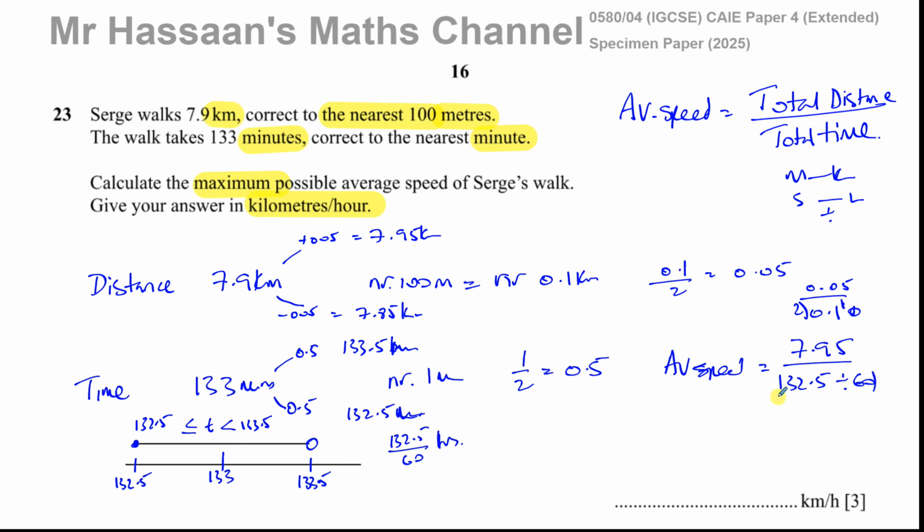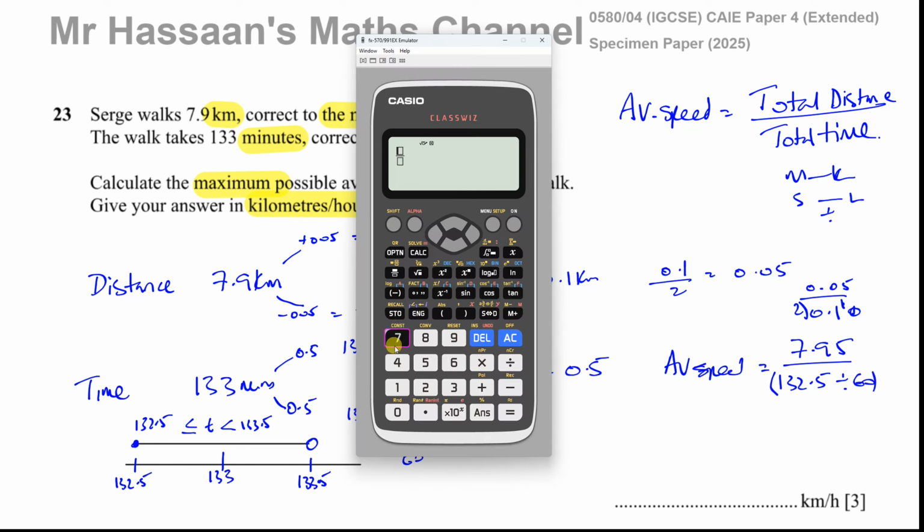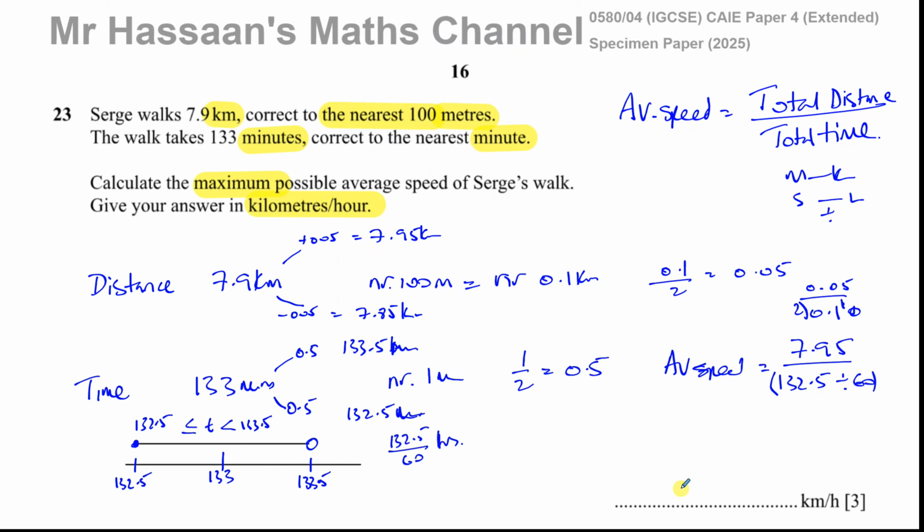Okay, so I'll write it like this, and when I put it in my calculator, I'll put my fraction bar, I'll put 7.95 over 132.5 divided by 60, like as a fraction, and that will give me 18 over 5, which is 3.6 kilometers per hour. Okay, so there we have the answer for question number 23.